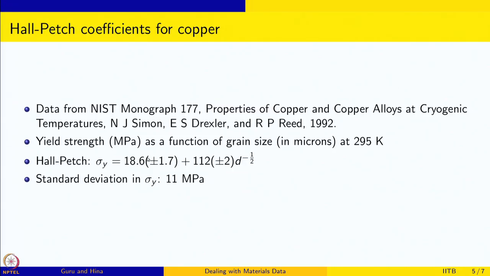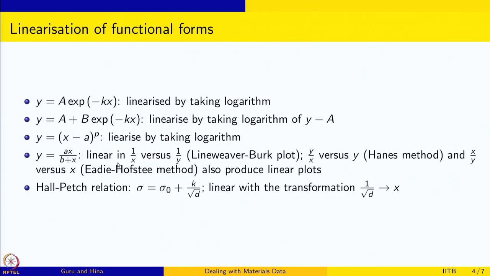So the Hall-Petch relationship is like this. If you want to know whether it is d to the power minus half, one of the things you can do is take the logarithm of sigma minus sigma naught and the logarithm of d, and try to see if that gives you a factor of half.